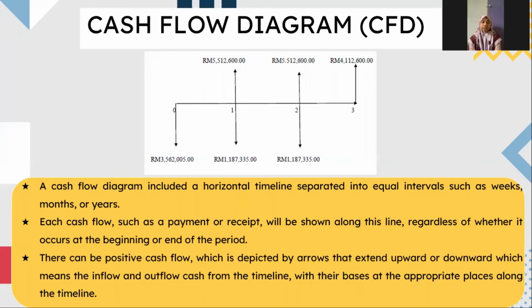The upward arrow shows the inflow of the project and the downward arrow shows the outflow of the project. There can be a positive cash flow, depicted by arrows that extend upward or downward, which means the inflow and outflow of cash from the timeline with their basis at the appropriate place along the timeline.